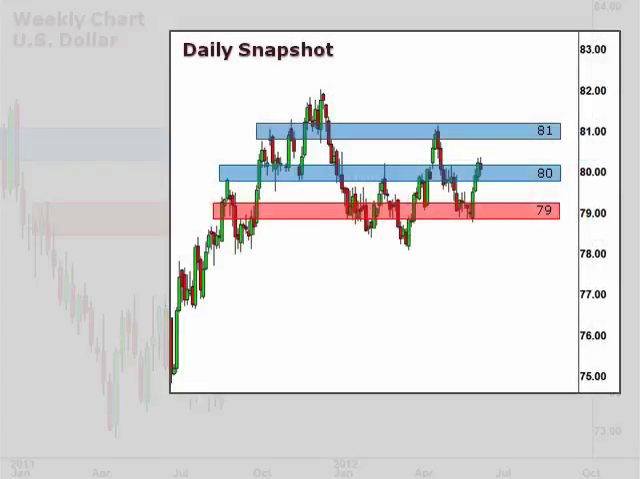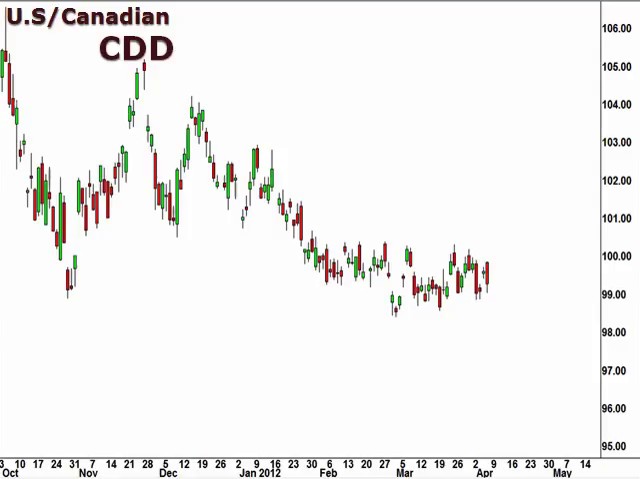Let's take a quick look at the daily chart. The daily chart reflects last week's test of the 80 resistance, and we are open to a pullback here. However, a break above 80 should signal a continuation to the upside towards the 81 level.